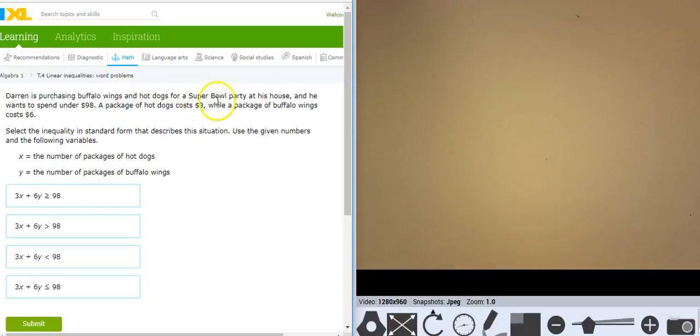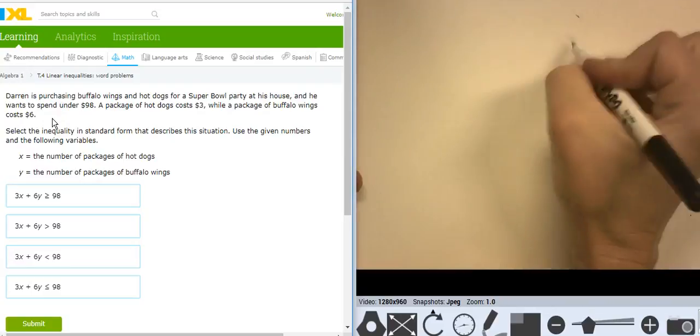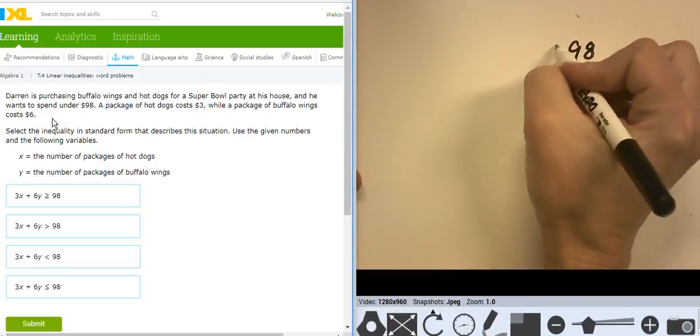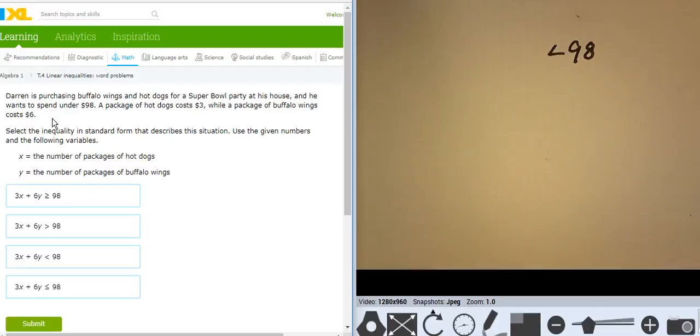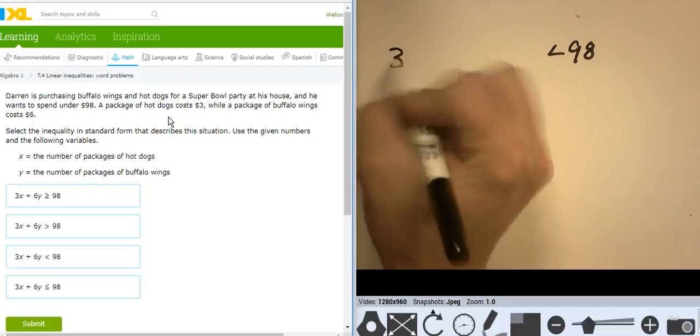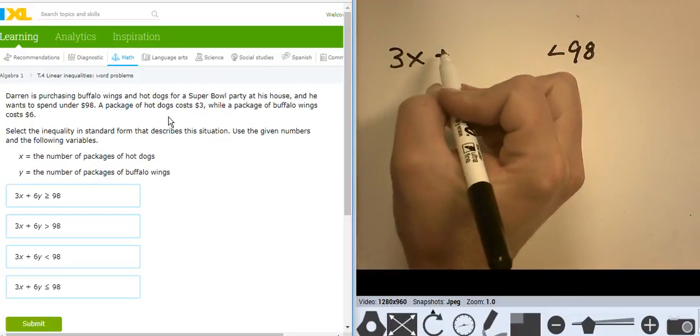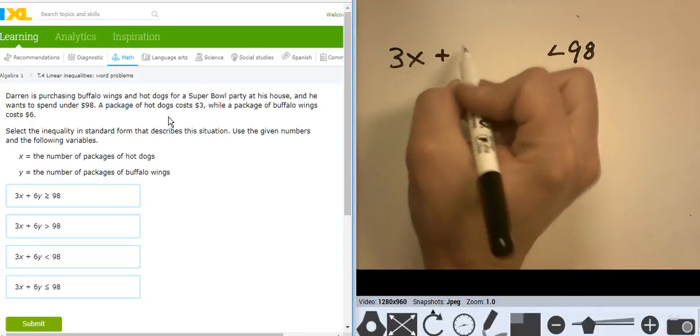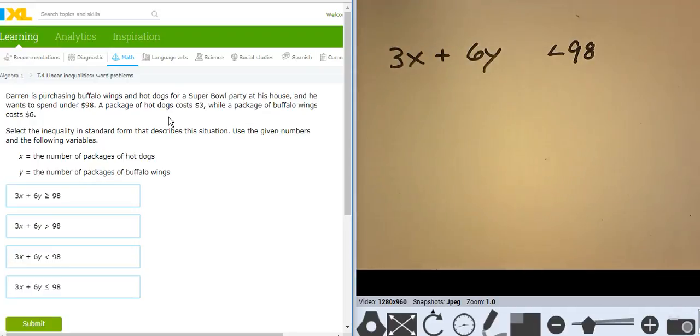Let's see, for the party package, he has to spend under $98. So spending under $98. And hot dogs are $3, so 3X plus buffalo wings are $6, 6Y. There we go. So 3X plus 6Y under 98. And he wants to spend under, so that's under. This one is less than or equal to. This one is just less than.